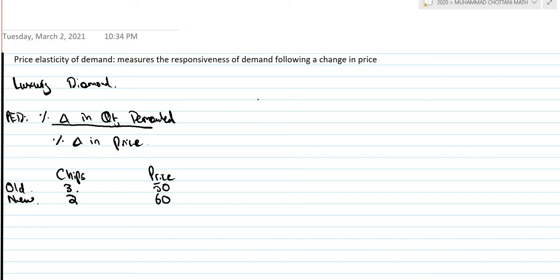First of all, we will calculate the percentage change in quantity demanded. The formula is new minus old, divided by old, multiplied by 100. The new quantity of chips demanded is 2, whereas the old quantity demanded was 3. Divide this by the old quantity and multiply by 100. This will give you a result of minus 33.33.